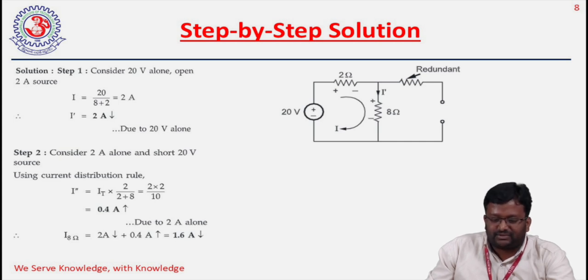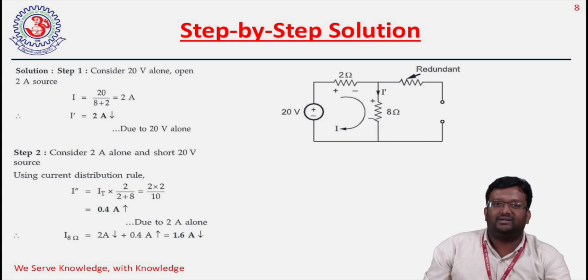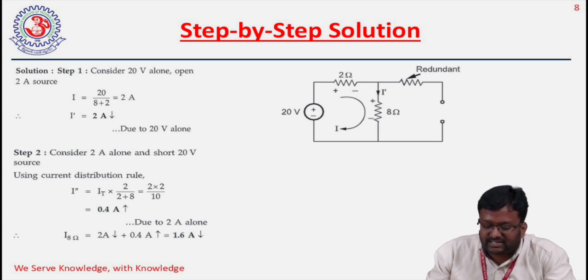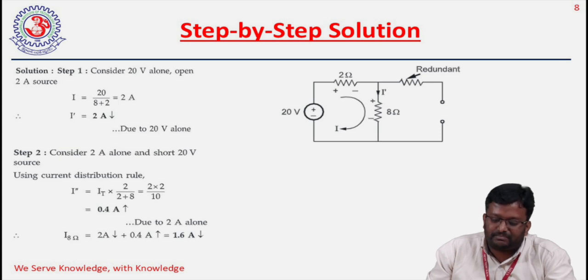If you take the 20 volts active source, the current enters at the minus and leaves from the plus. The direction of current will be clockwise. So when we consider the direction of current across the 8 ohms, it enters at plus and leaves from minus. So it is in the clockwise direction.